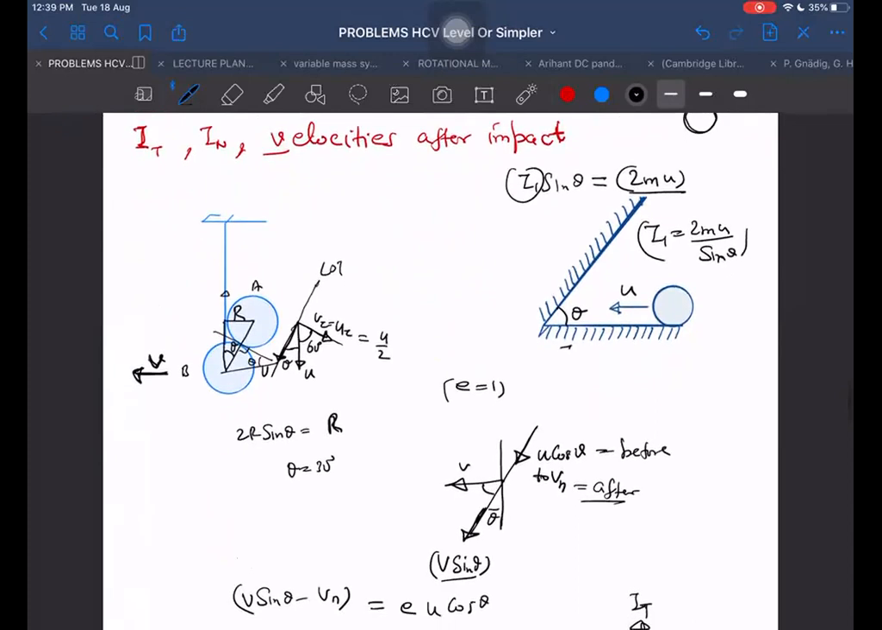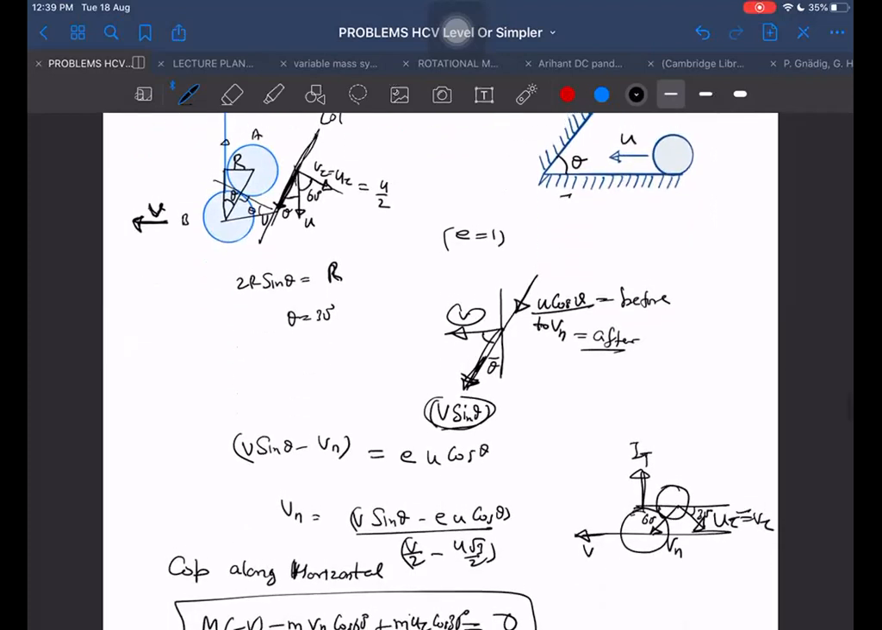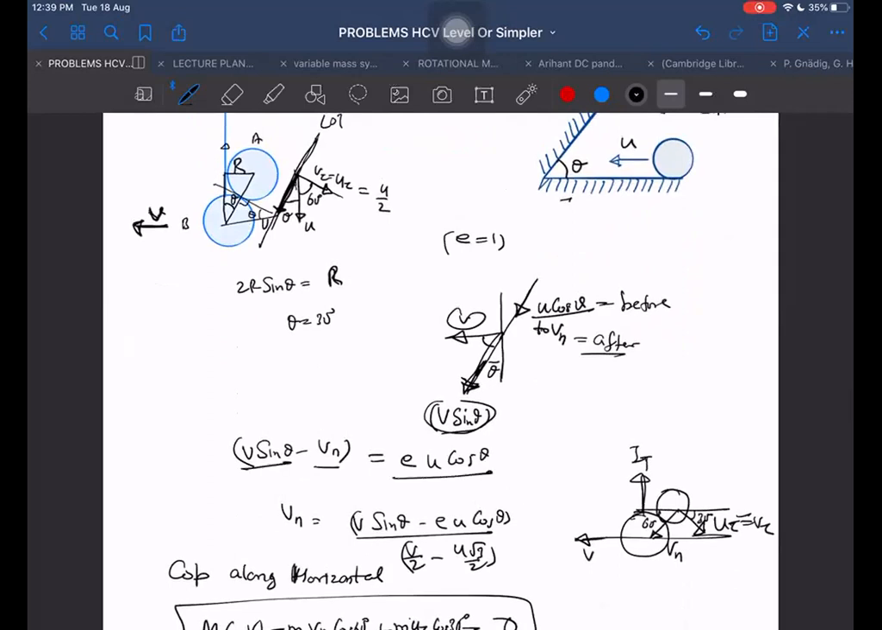I took u cos theta last time, along the line of impact, along LOI. U cos theta along the line of impact I have to take. I cannot take vertically down only. And then finally V was along horizontal. That V also I again resolved into the line of impact direction. That is V sin theta along the line of impact. Then I took v sin theta minus vn is equal to e into u cos theta.